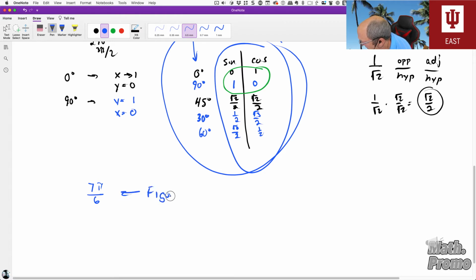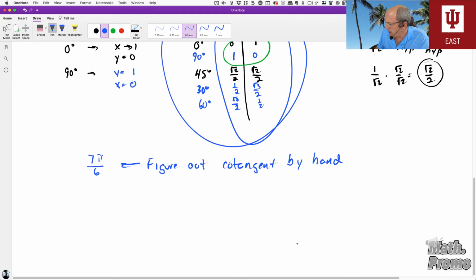Figure out cotangent by hand. We'll complicate it just a little bit. Okay? That's what they want. Okay, well, good news is it's really easy.